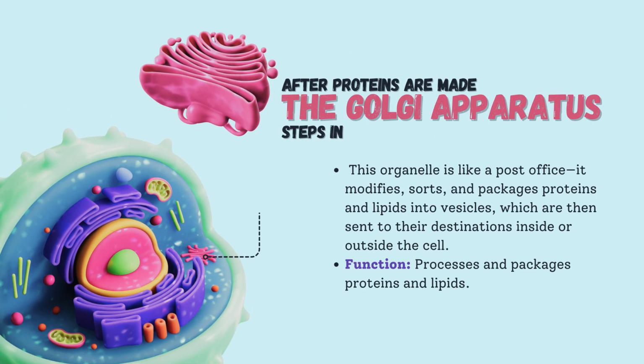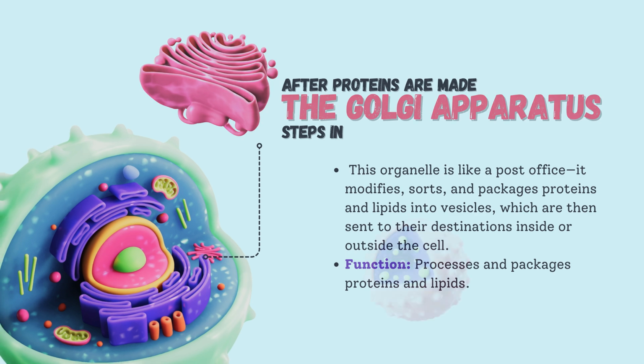After proteins are made, the Golgi apparatus steps in. This organelle is like a post office. It modifies, sorts, and packages proteins and lipids into vesicles, which are then sent to their destinations inside or outside the cell. Function: processes and packages proteins and lipids.